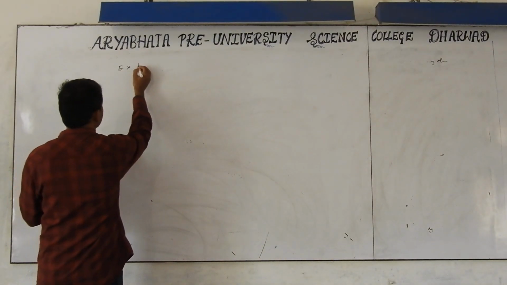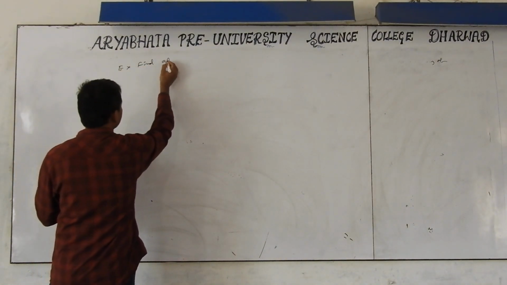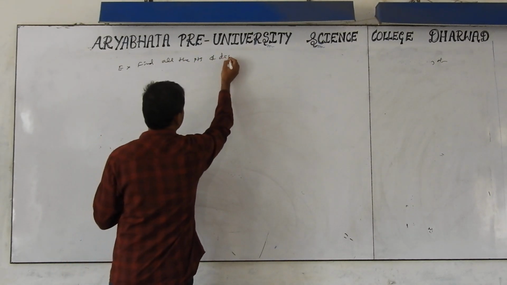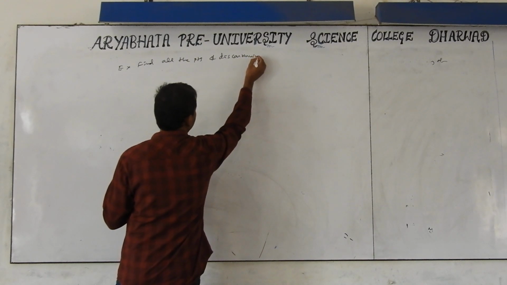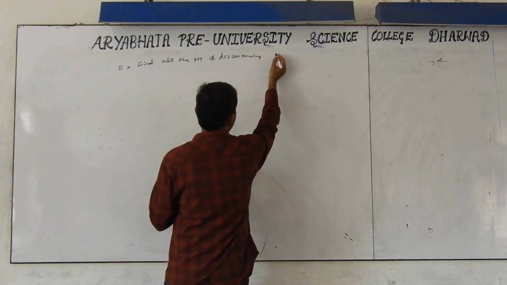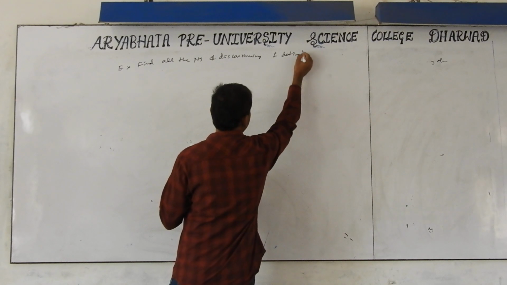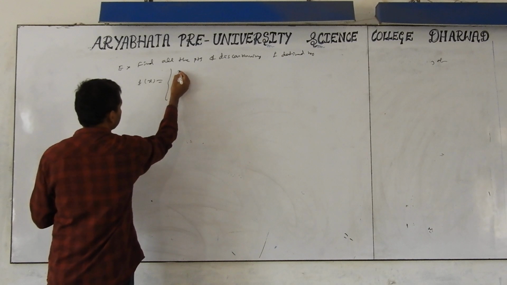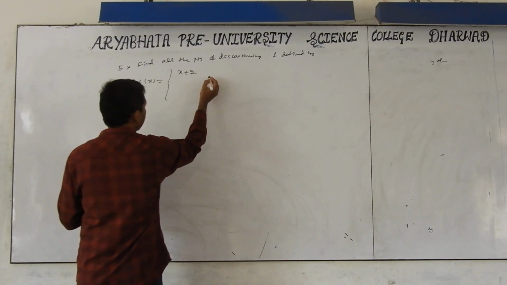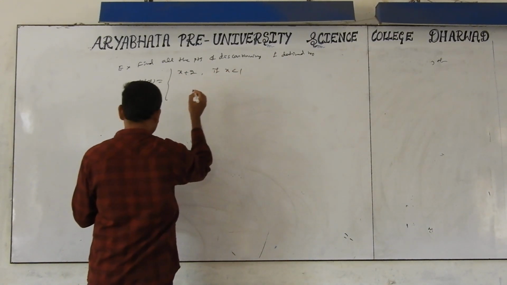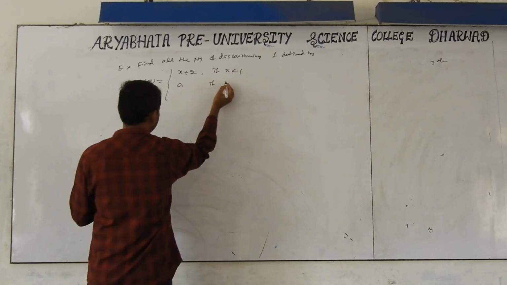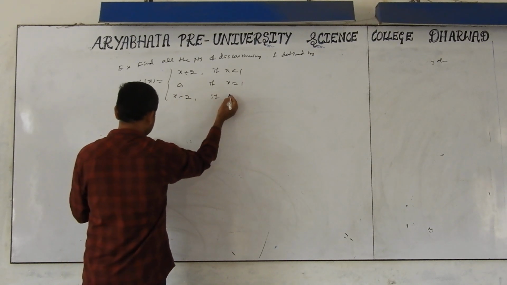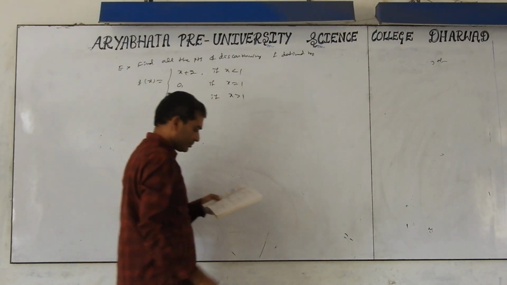Next, discuss: find all the points of discontinuity of the function f defined by f of x equal to x plus 2 if x is less than 1, 0 if x is equal to 1, and x minus 2 if x is greater than 1.